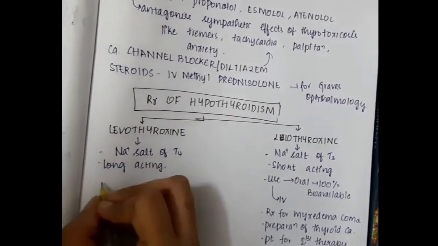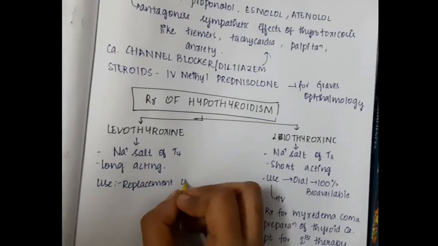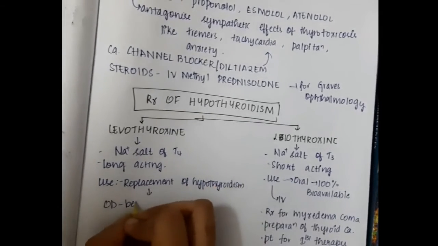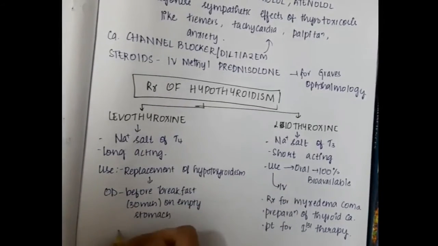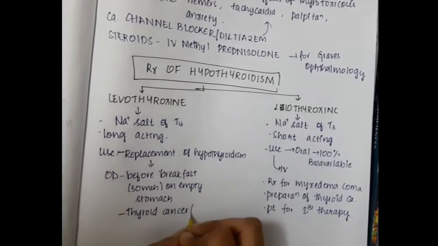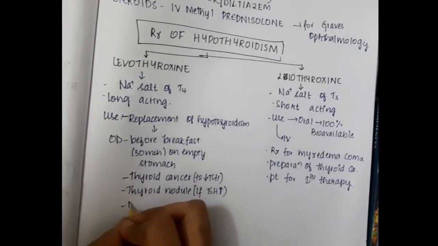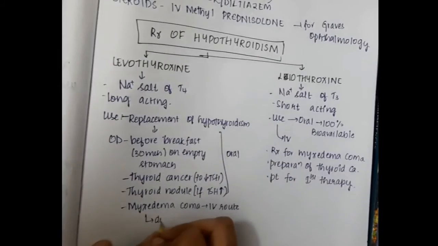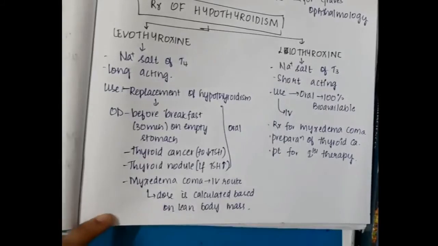Then we have levothyroxine. Levothyroxine is a sodium salt of T4 which is long acting. It is used in the replacement of hypothyroidism. Because it is long acting, it is given OD before breakfast on empty stomach. It is also used in thyroid cancer to decrease TSH, in thyroid nodule if there is increased TSH, and it is also used in myxedema coma, especially in IV route. The dose in myxedema coma is calculated based on lean body mass.